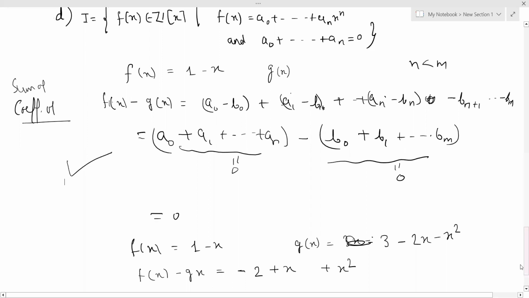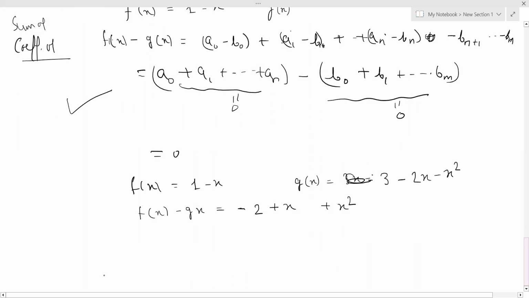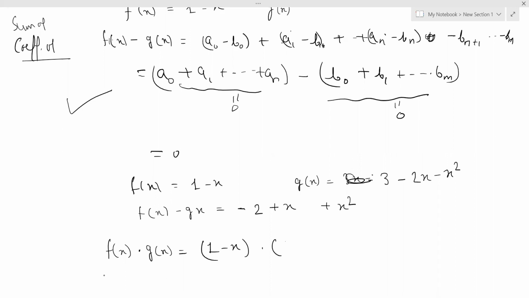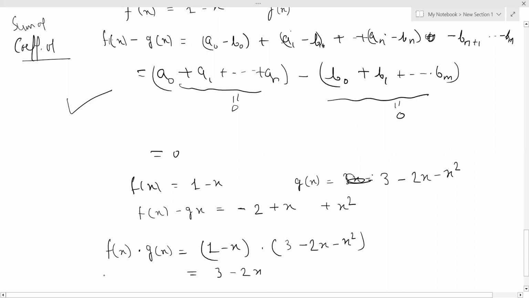Now you find out the product of these two polynomials. f(x) times g(x) is equal to 1 minus x times 3 minus 2x minus x square. So this is 3 minus 2x minus x square minus 3x plus 2x square plus x cube. So let's rearrange this in a good way.